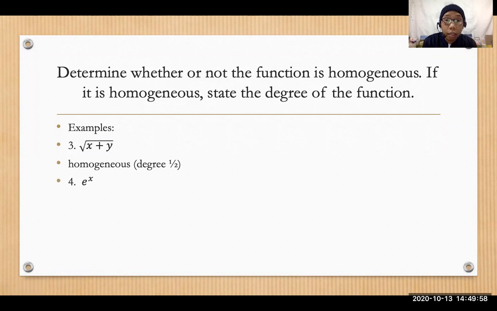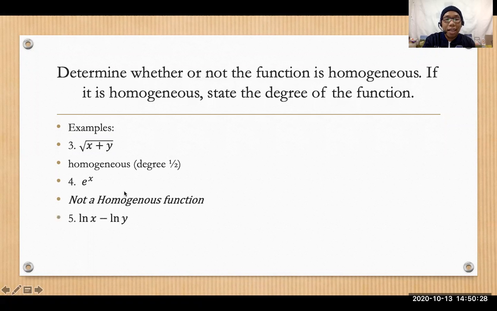Okay, how about number 4? Is e raised to x a homogeneous function or not? Okay, so this is not homogeneous. Why? If you introduce lambda here, we cannot remove lambda. If we replace x by lambda x, we cannot eliminate lambda there. So this is not a homogeneous function.